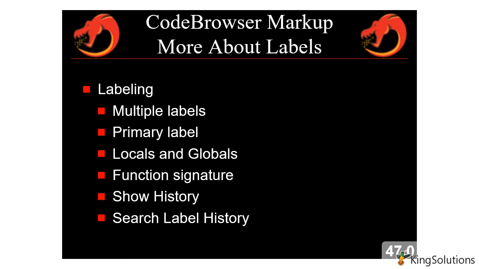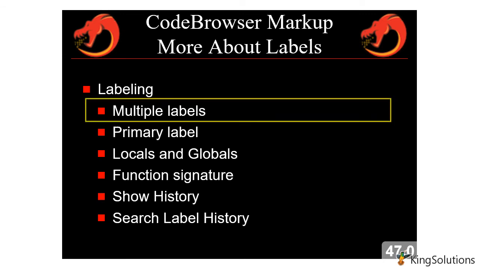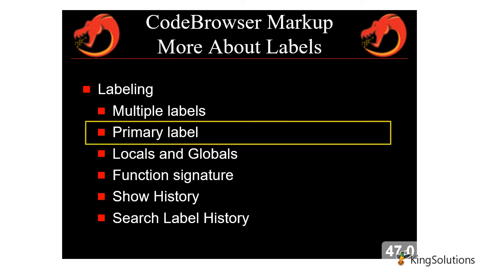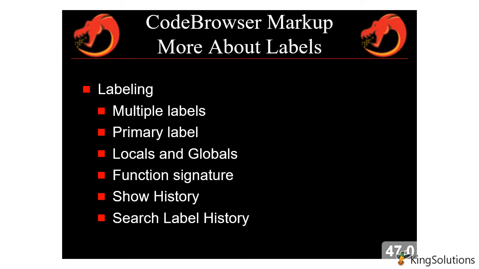Code browser markup. More about labels. Multiple labels. Labels can have more than one label at an address. Primary label. Primary labels show up in references by default. You can change which label is primary using the Edit Label action. To add another label, right-click on the address and choose Add Label.